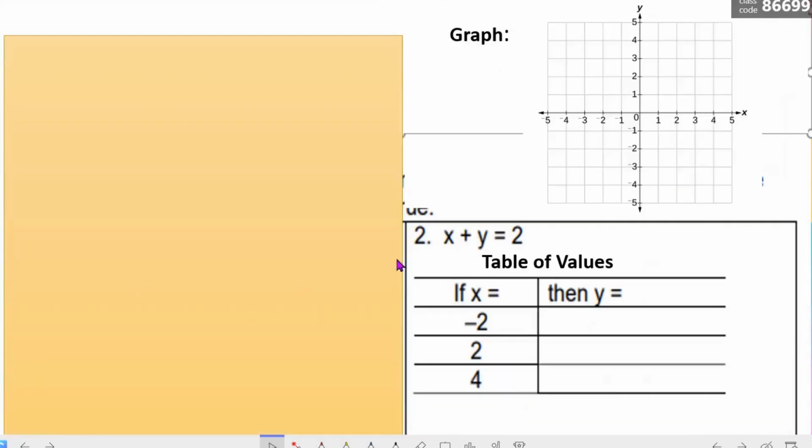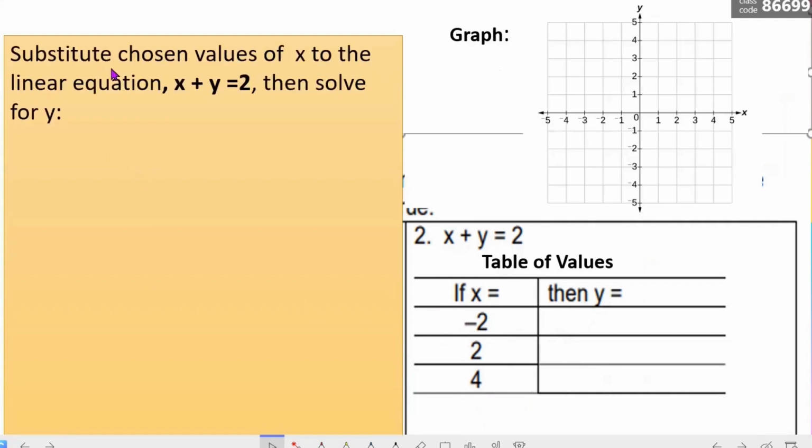Next example, x plus y equals 2. These are prepared for you already. You have a table of values here, and you have 3 values of x that are selected. If it's not selected, well, you can choose your own value of x and then solve for y. Now let's solve for y. We substitute the chosen values of x to the linear equation, x plus y equals 2, then solve for y.